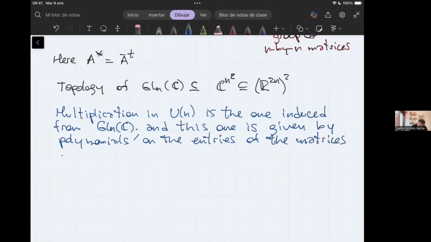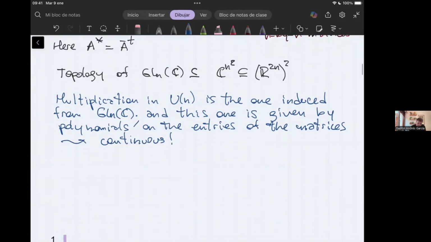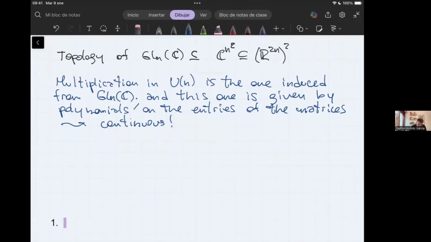So it is continuous. So every time we have a matrix group like this, we're going to see the matrix groups inside the group of invertible matrices, and the multiplication is going to be directly a continuous map. So what about the inverse? For the inverse, we have a beautiful formula for how to invert a matrix.